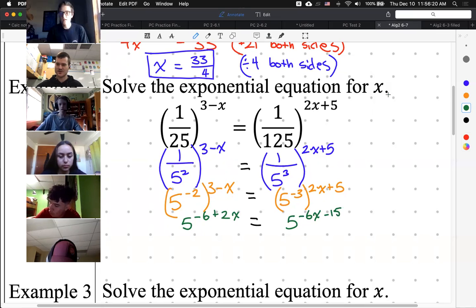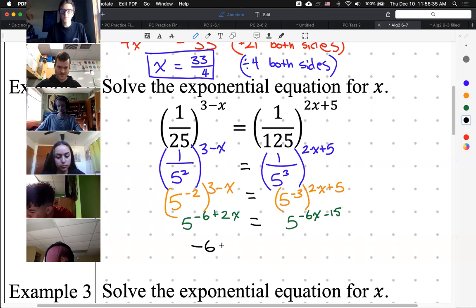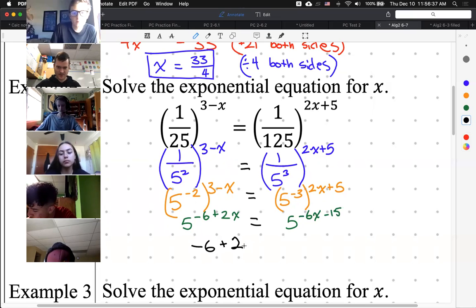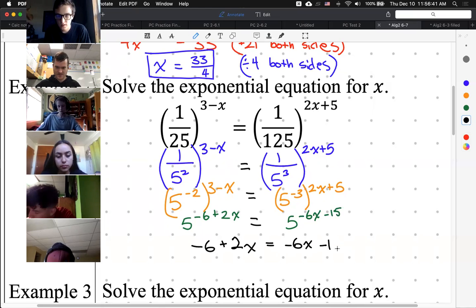All right, I did promise Wyatt, you're up. Okay, so now that we have common bases, we can set the exponents equal to each other. So we can finally solve for x. There it is, yeah. So we'll set them equal to each other. I have negative 6 plus 2x. That was the power on the left. Power on the right is negative 6x minus 15. Thank you. Set them equal to each other, and we solve.